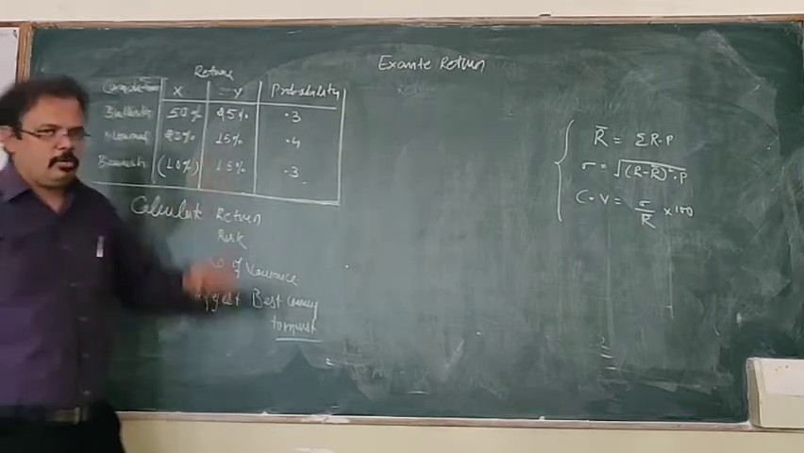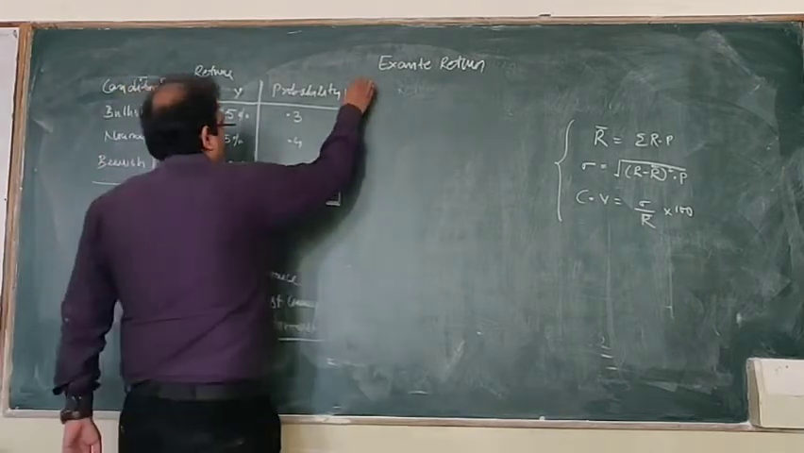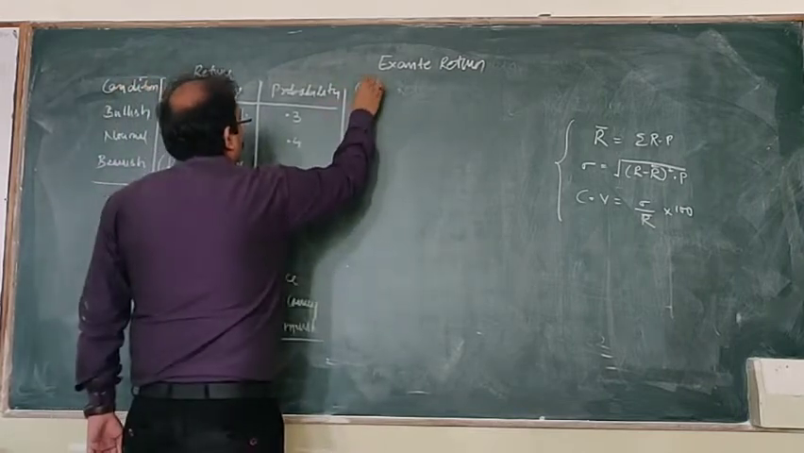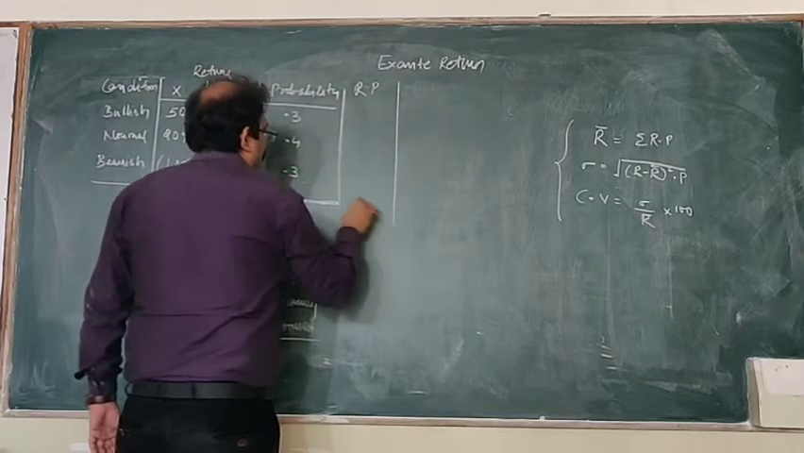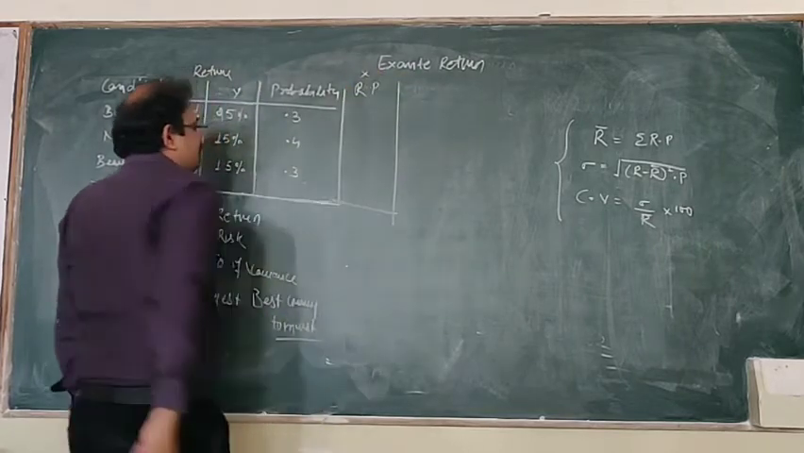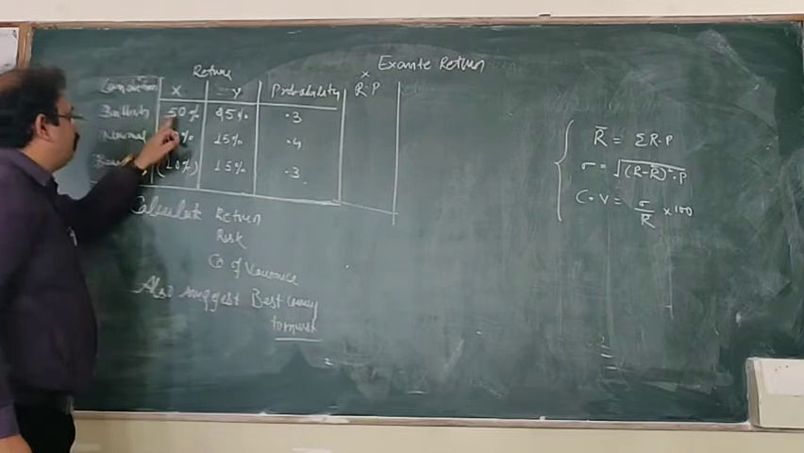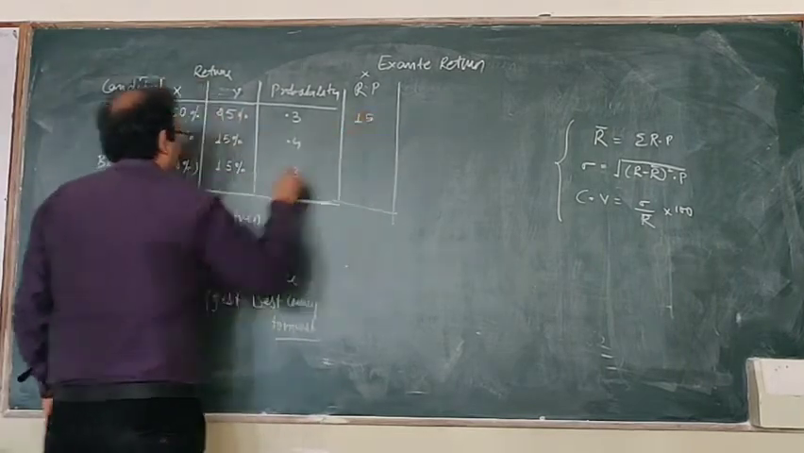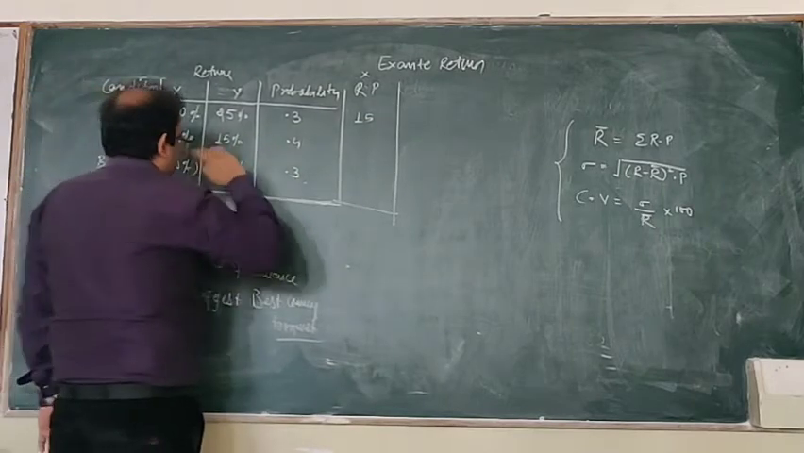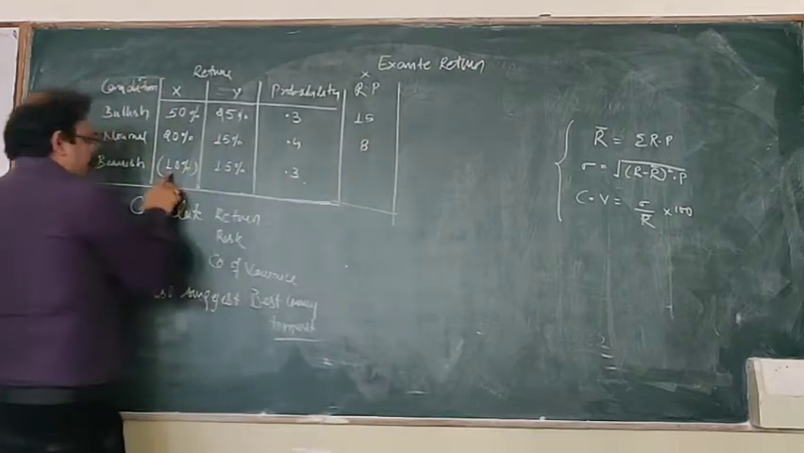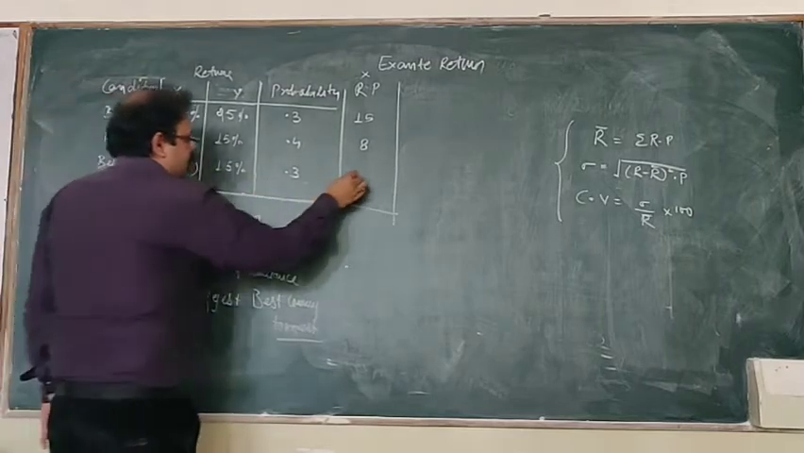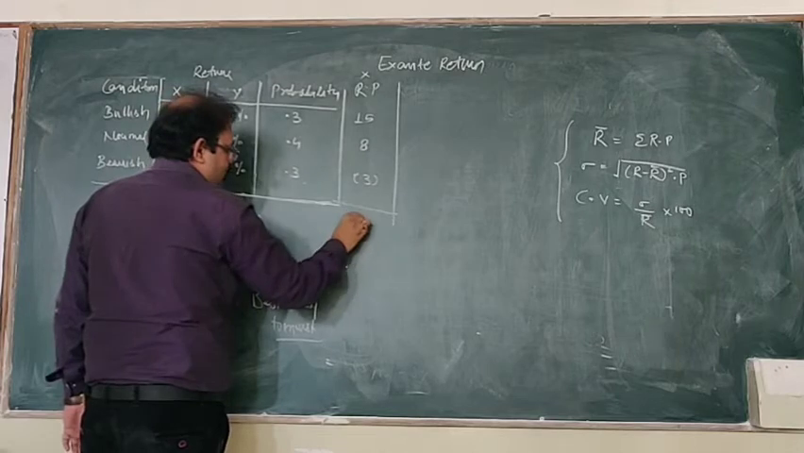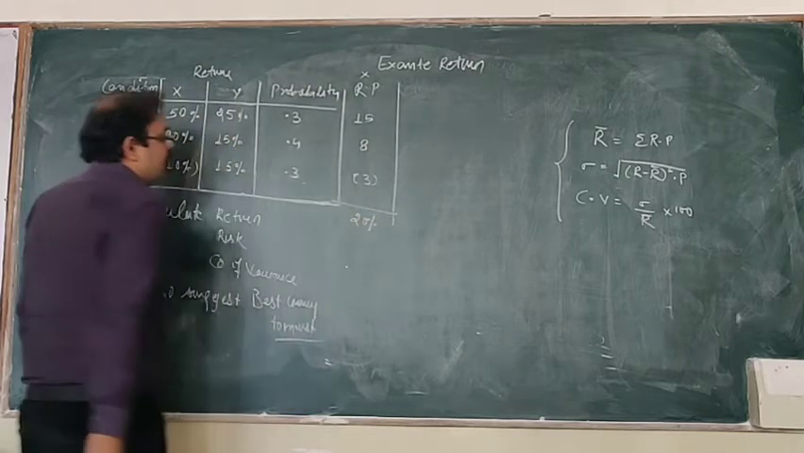So first we calculate the return. What is the formula for the R bar? First we calculate RP for X. 50 into 0.3 is 15. 20 into 0.4 is 8. Minus 10 into 0.3 is minus 3. So for X the return is 20%.